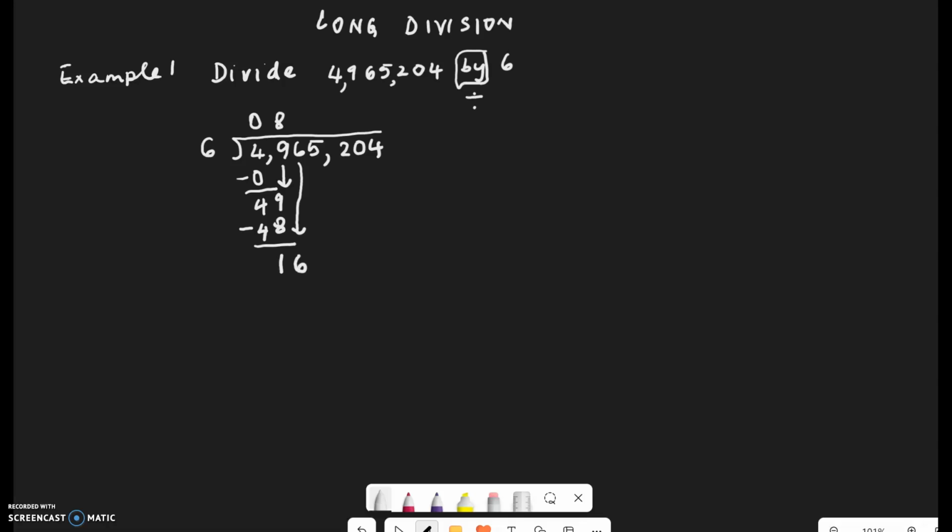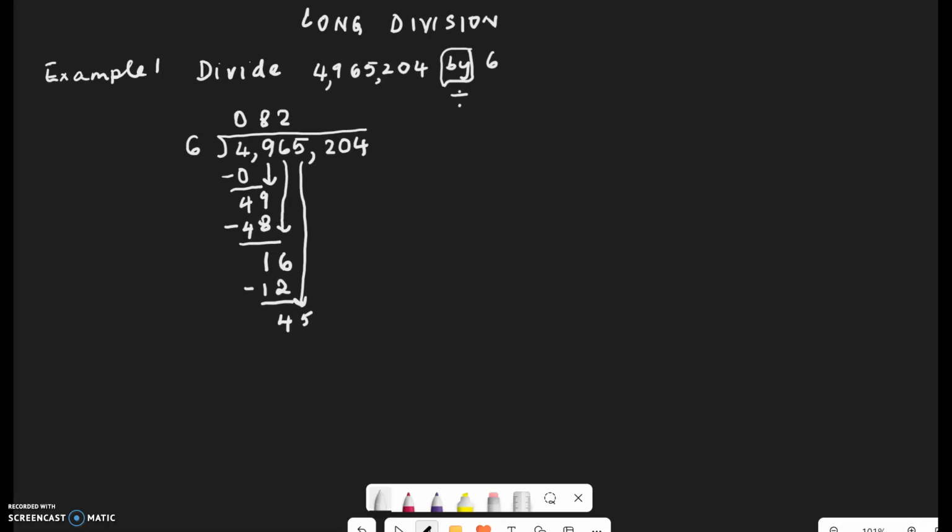How many times does 6 go into 16? 6 1s are 6, 6 2s are 12, 6 3s are 18 is too big. So 6 2s are 12 is the correct answer. We subtract 12 from 16 to get a 4. Pull the next digit down and immediately ask yourself, how many times does 6 go into 45?